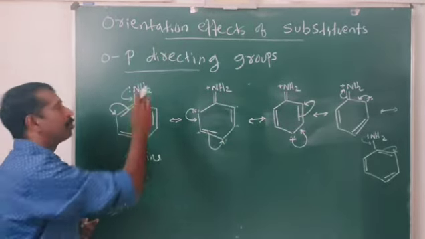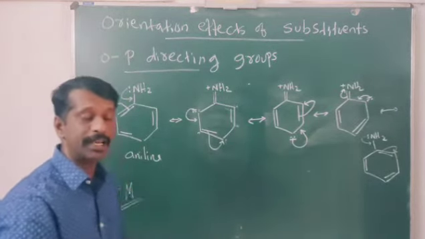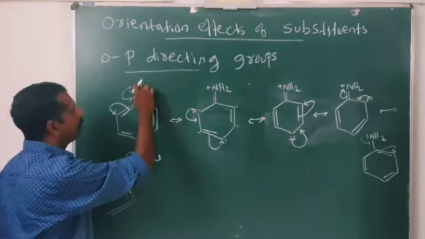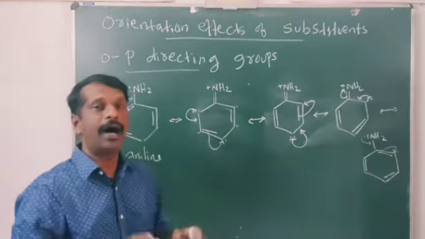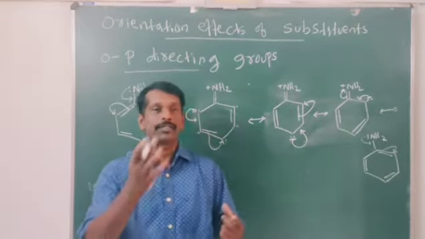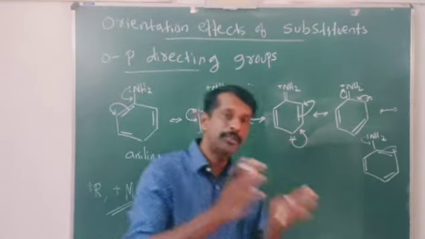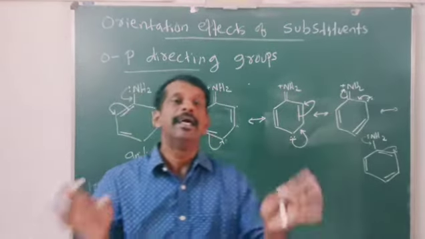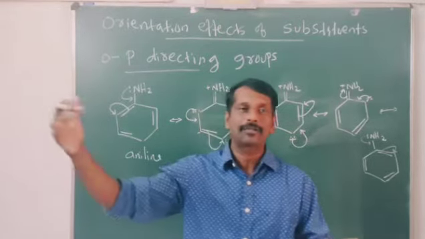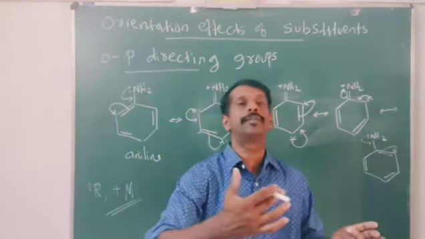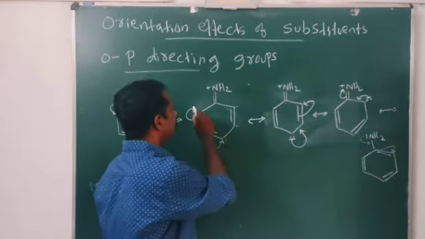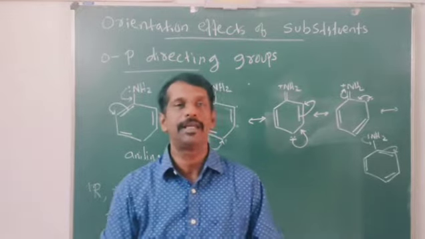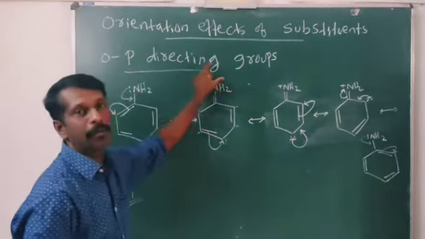Which are ortho para directing groups? An example is the NH2 group. Generally, what is an ortho para directing group? Groups having an unshared pair of electrons, that means the atom attached to the ring must have an unshared pair of electrons. These are called activating groups. Why are they called activating groups? Because of the unshared pair of electrons. This pair of electrons will be pushed towards the ring, and because of the plus R effect or plus M effect, the ortho and para positions become negatively charged. Therefore, the incoming electrophile, a positively charged species, will attack at the ortho or para positions. So this is called an activating group, and such groups are ortho para directing.